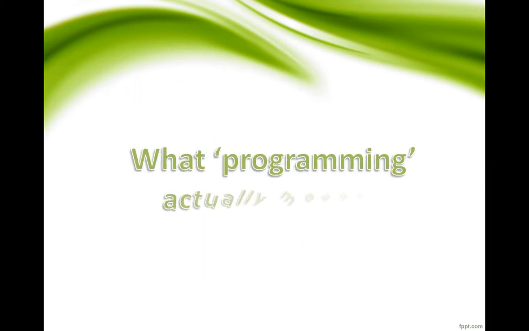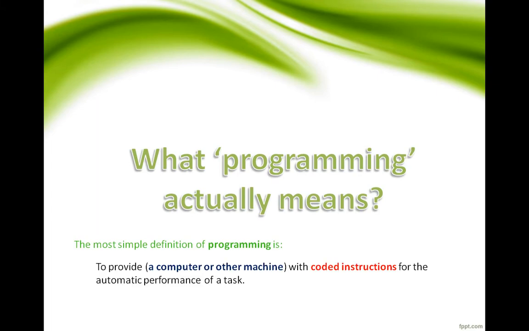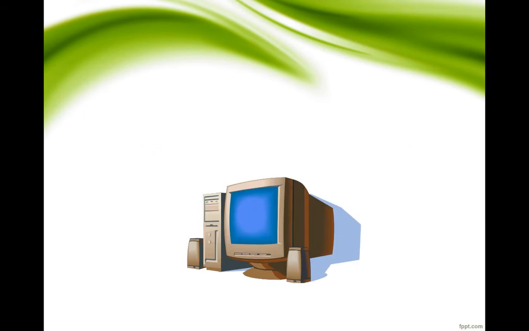So the first question that comes to our minds when we read this word is, what does it actually mean to program? What does programming actually mean? Let me tell you the most basic definition of programming. Programming means to provide a computer or other machine with coded instructions for the automatic performance of a task. So now you know what programming means.